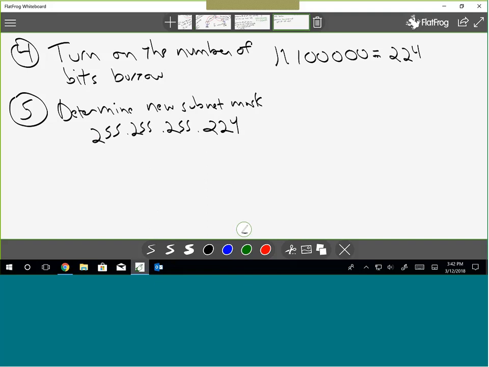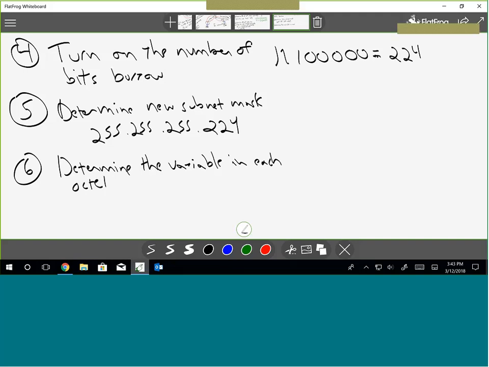Now we determine, some people call this the magic number. I call it the variable. Now in this case, we only have it in 1 subnet, but the variable in each octet. And you do that by doing the following. You look at where you turn on your bits, you find the least order bit going left to right, and determine the value there. What's the value at that position?